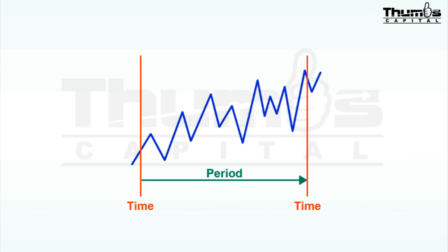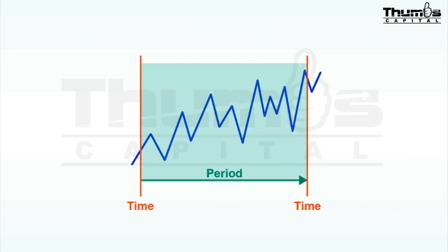Time is specific, while period is a range. As you can see on your screen, this first vertical line is representing time at this point, and the second vertical line is representing time at exactly this point. That's why I say time is specific. But for period, which time frame is, it represents a range between two times. Like you can see, the green horizontal line is representing period, which marks trading action from the first red vertical line to the second red vertical line, and that is what time frame is.